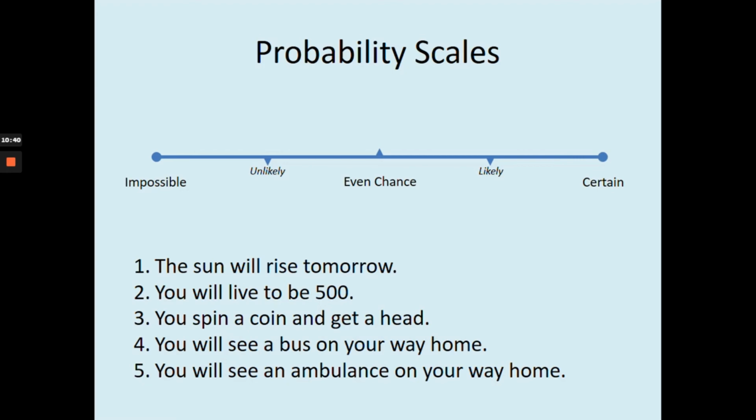You will live to be 500. That would be impossible. You spin a coin and get a head. We've already said that those are even chances. You'll see a bus on your way home. That is likely. You'll see an ambulance on your way home. Usually this would be unlikely.